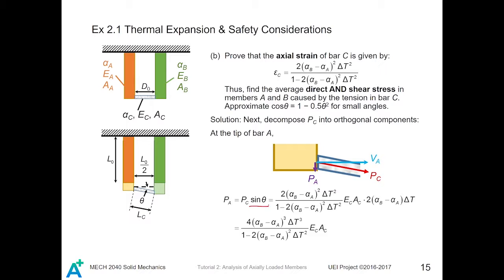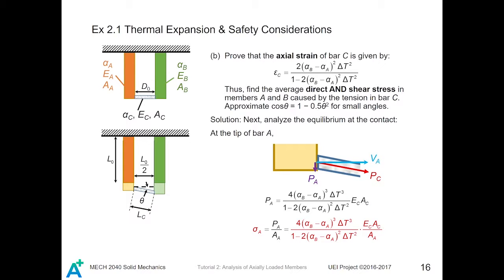Sine theta is what we did in part 1. It is 2 times (alpha B minus alpha A) times delta T. Then you put this into the numerator to get the axial force or the direct force. After you get the direct force, you can find the normal stress by dividing the direct force by the cross-sectional area, which looks like this. So you just divide the whole piece by the cross-sectional area of A.